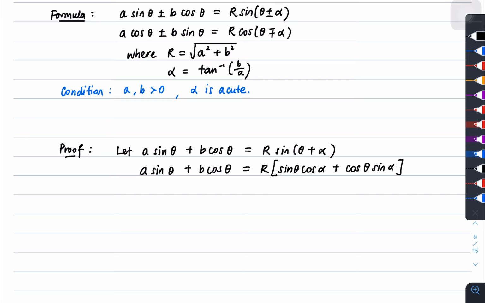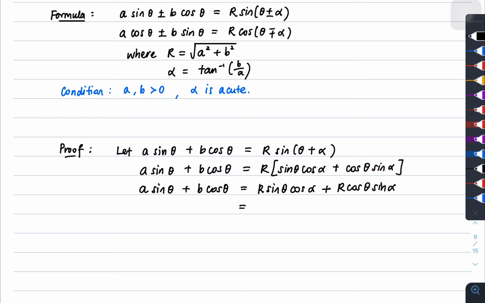Okay, so let me expand this. So A sine theta on the left, B cos theta on the right. So this would be R sine theta cos alpha plus R cos theta sine alpha. Okay, cos A sine B, sine A cos B. Then we can do a little bit of comparing coefficients.